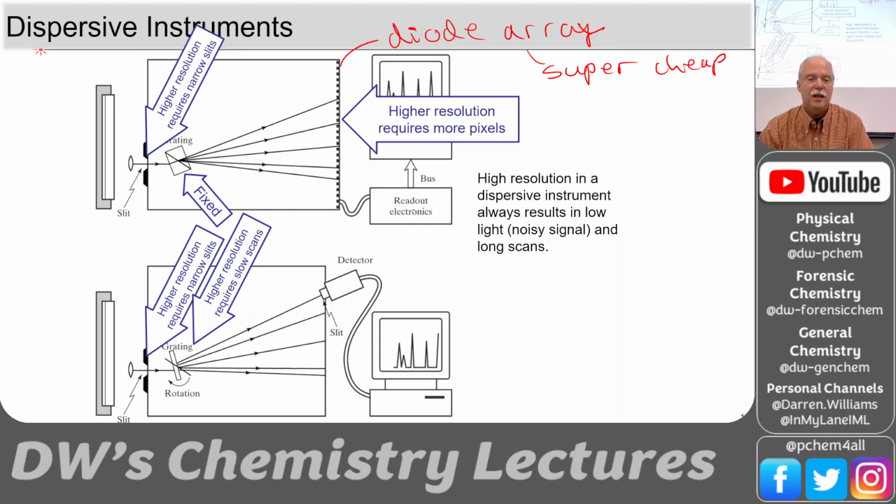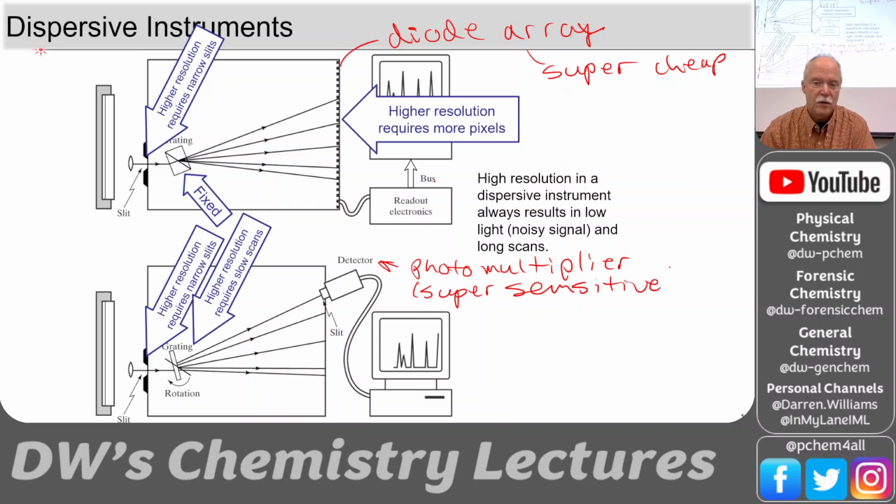Now, a little bit more sensitive, you could get a photomultiplier tube, which can count single photons, believe it or not. And these are more sensitive, so you can get more, smaller samples, trace amounts of light in those. The problem with both of these is that higher resolution requires narrow slits in both cases.